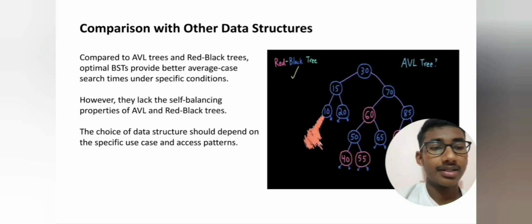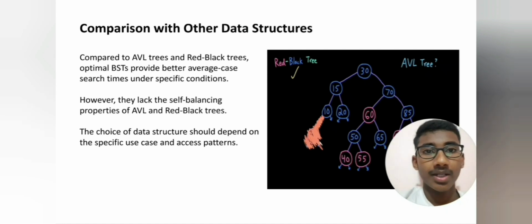Comparison with other data structures. Compared to AVL trees and red-black trees, optimal binary search trees provide better average case search times under specific conditions. However, they lack the self-balancing properties of AVL and red-black trees. The choice of data structure should depend on the specific use case and access patterns.